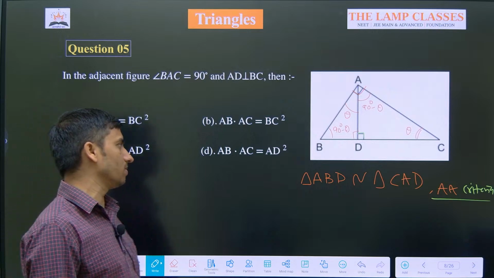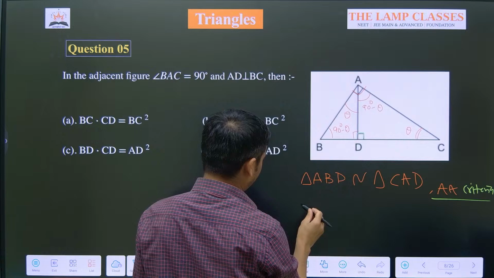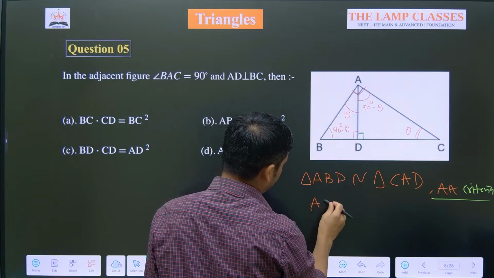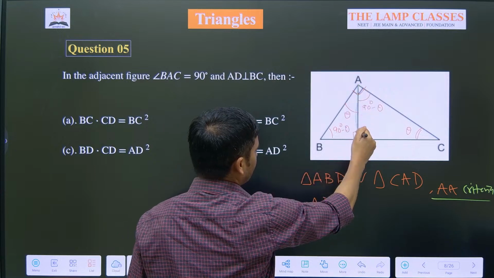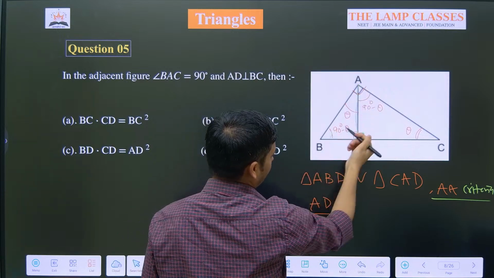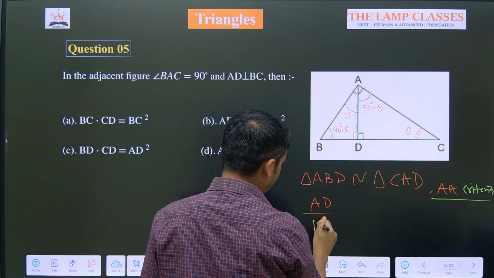So sides have to be proportional, right? So if I take this side AD, in this triangle, what is the corresponding side of AD? AD is basically opposite to angle 90 minus theta. So in this triangle, what is the side opposite to 90 minus theta? It is DC.